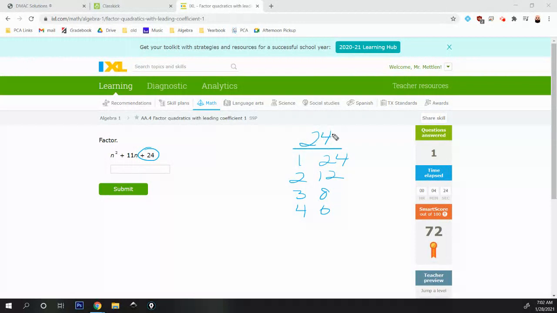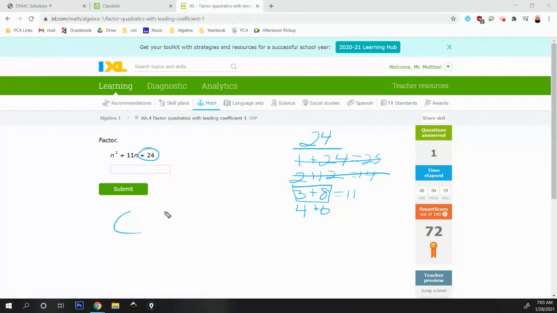If you didn't know that, you could do 24 divided by 2 in the calculator, and it will tell you 12. 24 divided by 3 will give you 8. 24 divided by 4 will give you 6. All right, so then we have to add these. And we're looking for it to make this middle number of 11 right here. So 1 plus 24 makes 25, so that doesn't work. 2 plus 12 makes 14, and that doesn't work. 3 plus 8, that makes 11. Oh, that's the number we wanted. So my factors are going to be 3 and 8.